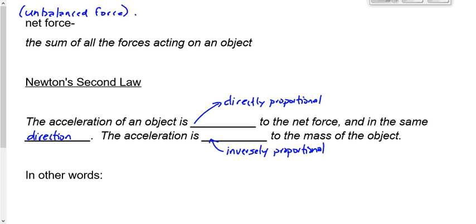Let's state this mathematically. This second law, this law of unbalanced forces, is stated the following way. If acceleration is directly proportional to the net force, then as force gets bigger, acceleration gets bigger. It's inversely proportional to the mass. All right, as mass gets bigger, the acceleration gets smaller. The only way to make that happen is to put F on the top and M on the bottom. So we're going to say that a = F/m.